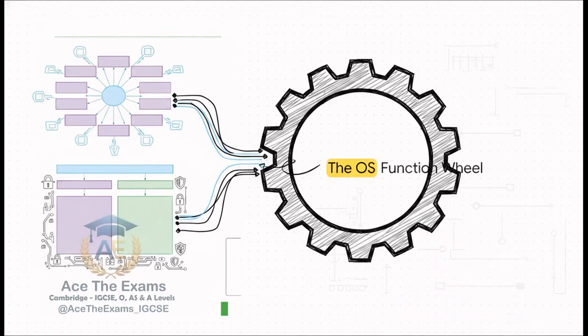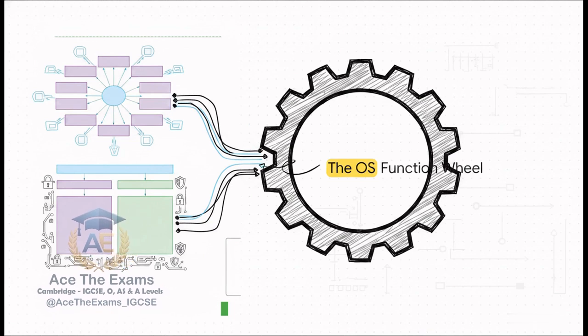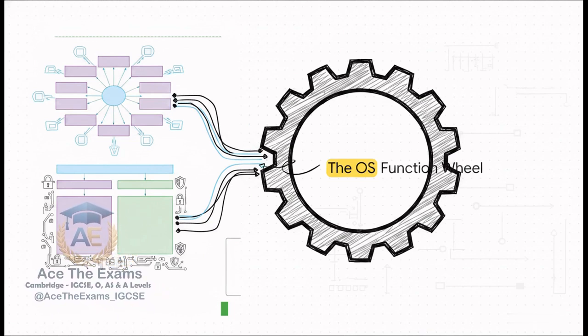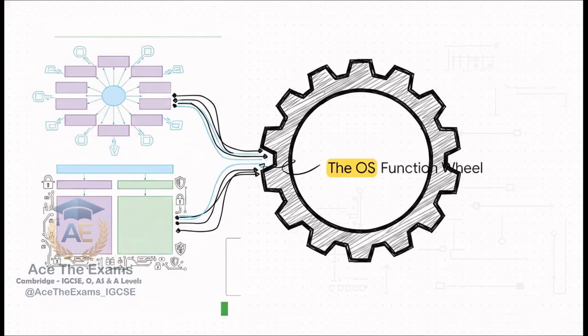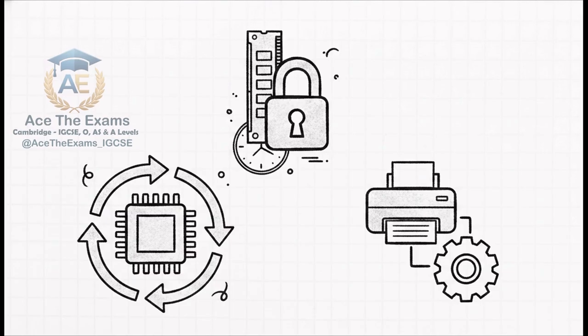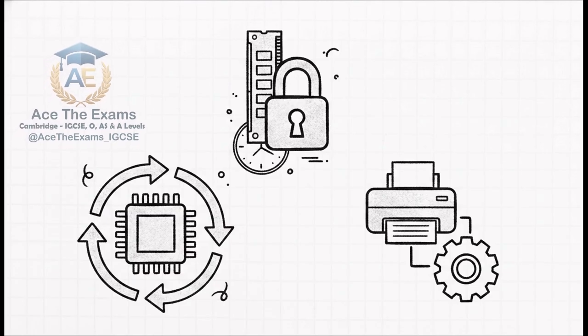The point states the function. The evidence, or explanation, expands on exactly how it works under the hood. And the link ties it firmly back to why the computer actually needs it to function. No loose threads. Let's look at these core responsibilities and actually apply that PEEL framework right now.